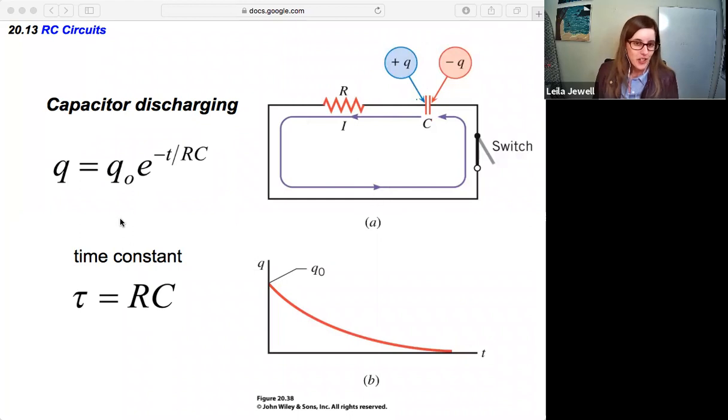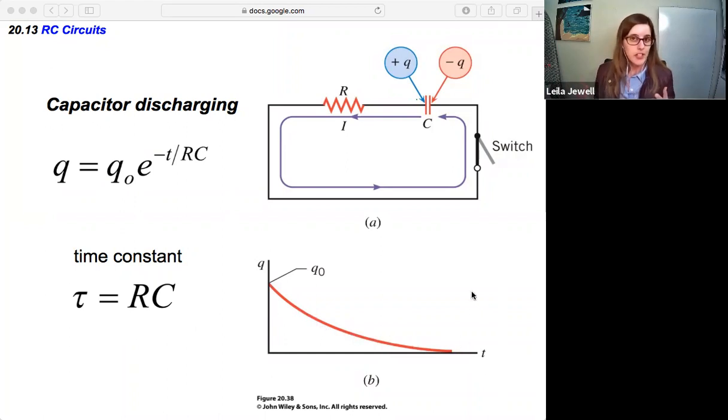And the discharge equation of the capacitor is a little bit simpler. The charge at any given instant in time is equal to the peak charge times e raised to the negative t over RC, where RC is again the time constant. That sets the amount of time it takes to discharge to a certain value. And we can note here, here's a nice plot of how the charge varies with time. When you're discharging, you start out at the max value, and then you have this exponential decay.